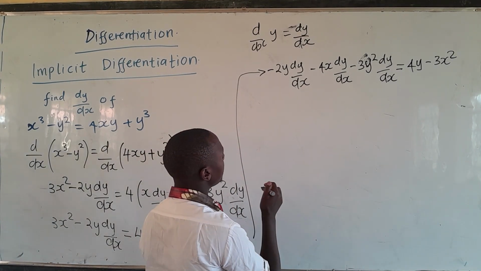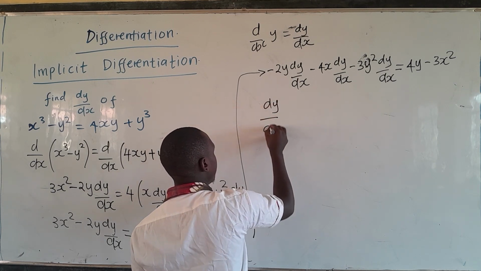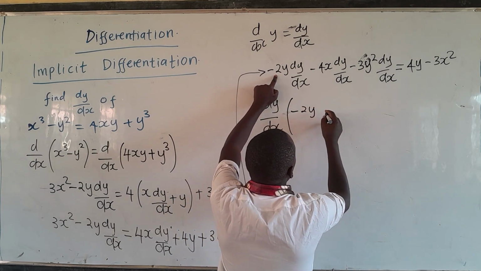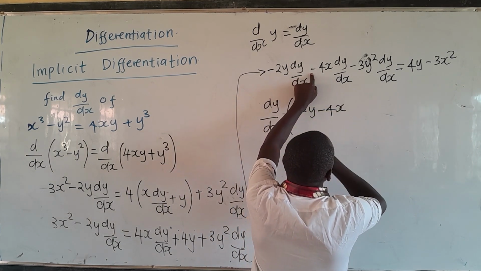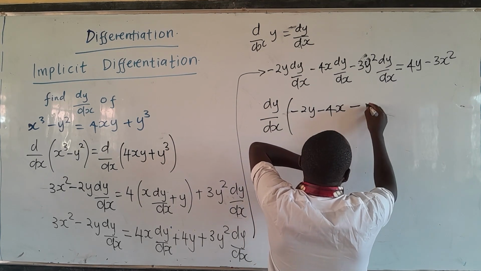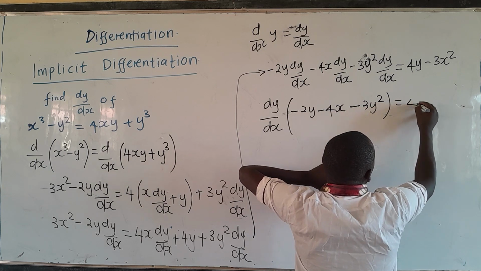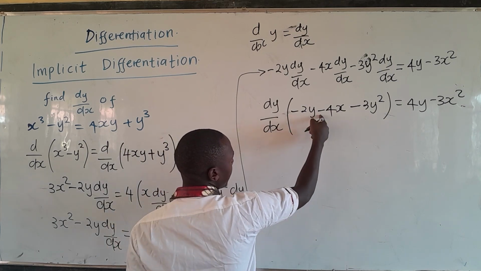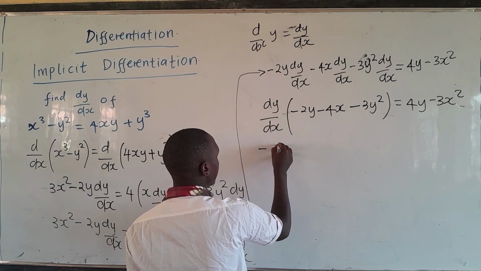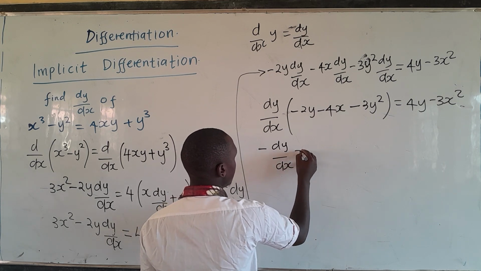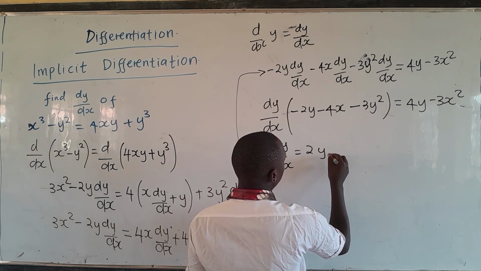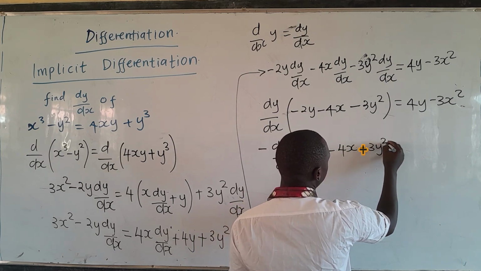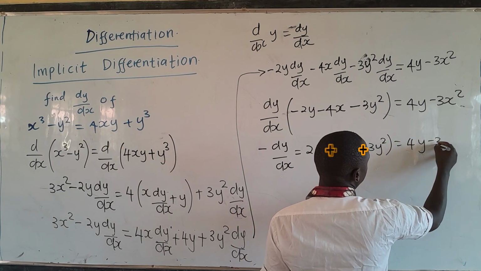Therefore, let us factor out dy/dx. So dy/dx multiplied by negative 2y minus 4x minus 3y squared is equal to 4y minus 3x squared. And for us to do it very well, let us have the negative outside. So that's going to be negative dy/dx multiplied by 2y plus 4x plus 3y squared is equal to 4y minus 3x squared.